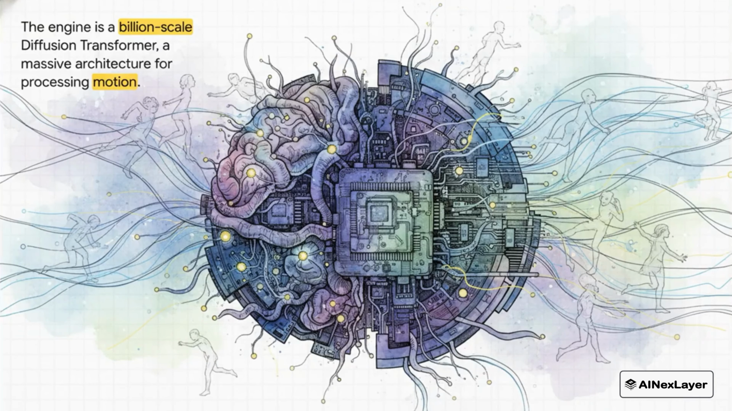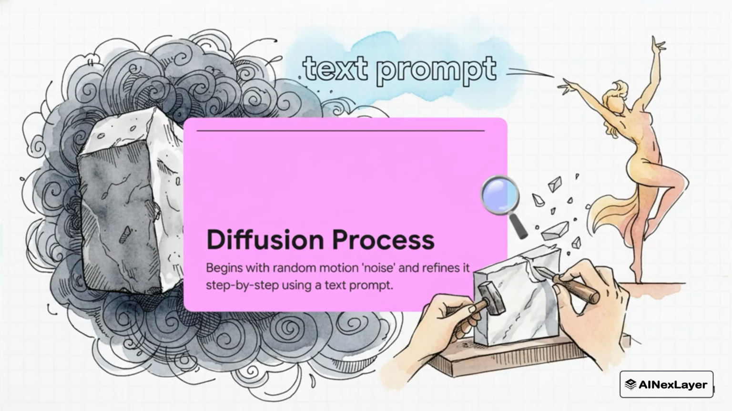The engine driving HighMotion is something called a billion-scale diffusion transformer. Now that term, billion scale, is really the key here. It's talking about a massive, incredibly sophisticated architecture that can process and understand motion on a level that was, frankly, impossible before. So the magic really happens in what's called the diffusion process. The best way to think about it is like a sculptor who starts with a raw block of marble. The model begins with just random, chaotic motion, basically pure noise. Then, guided by your text prompt, it methodically starts to chisel away at that randomness, step by step, until a clear, realistic animation just emerges.